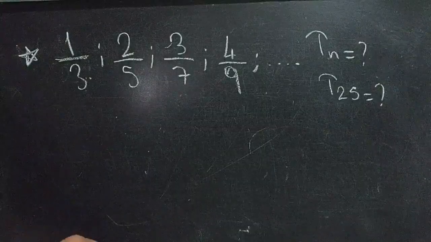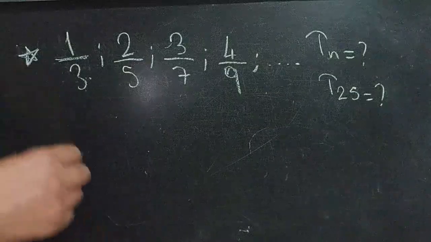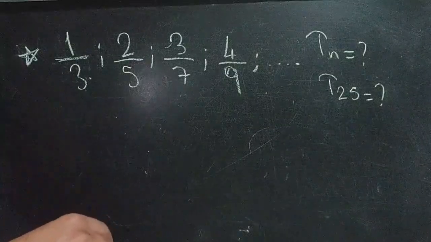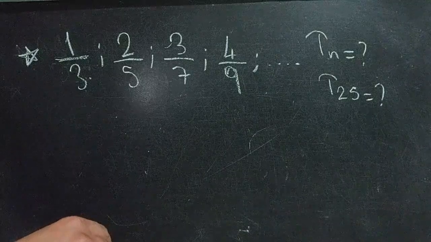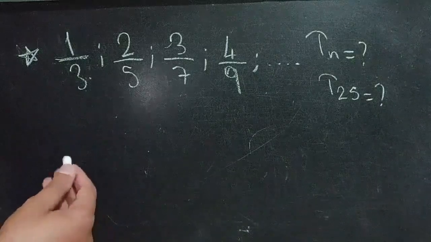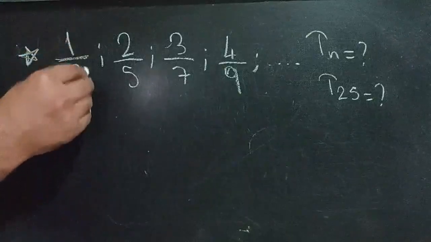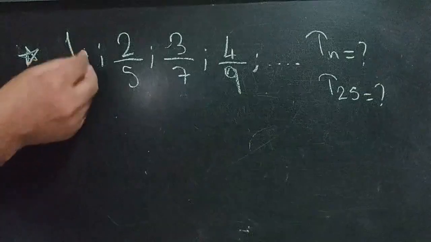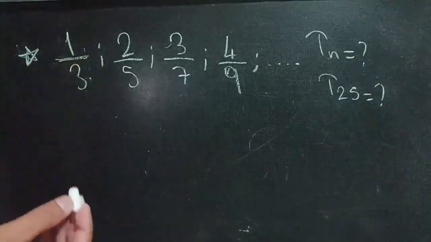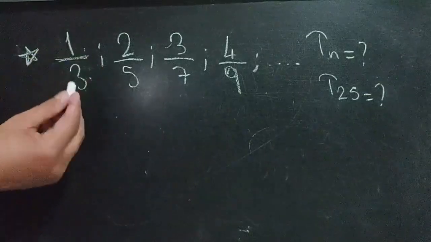Alright, now let's have a look at this question. 1 over 3, 2 over 5, 3 over 7, 4 over 9. Now I'm going to try to find the connection between top and bottom. What is the connection between them? So let's try now.